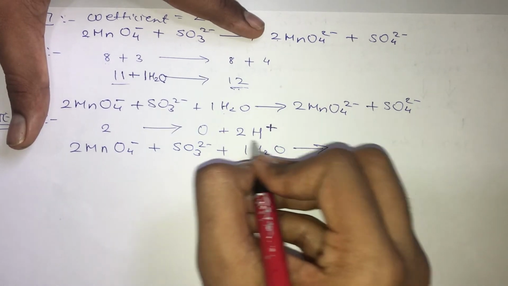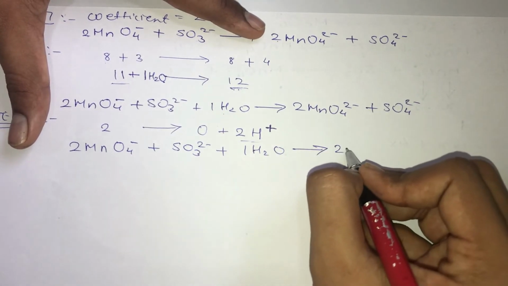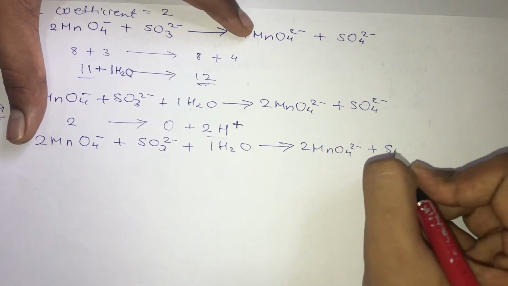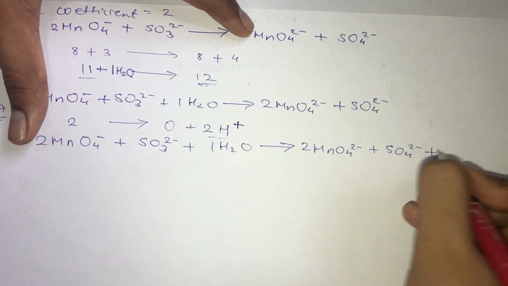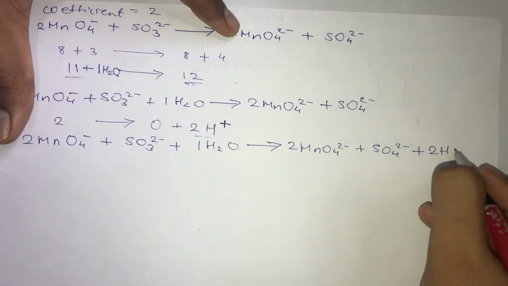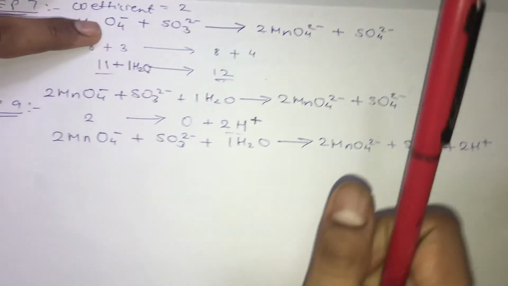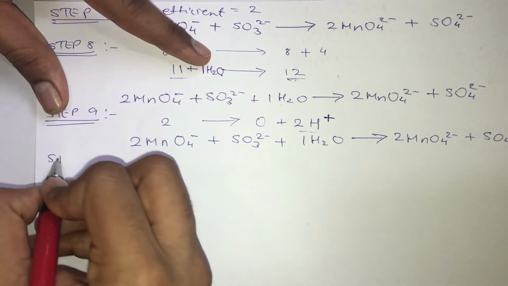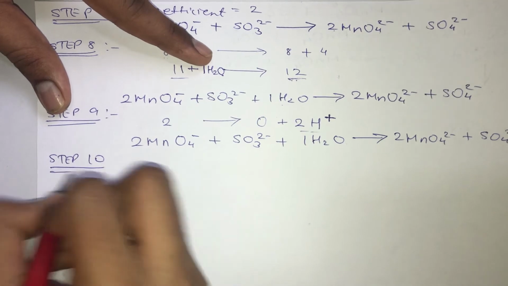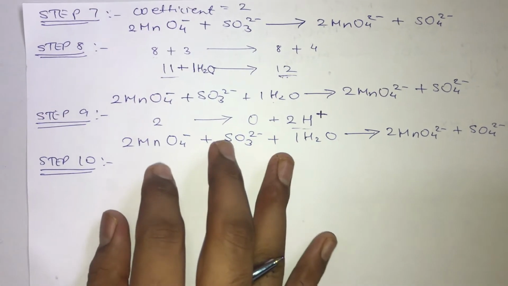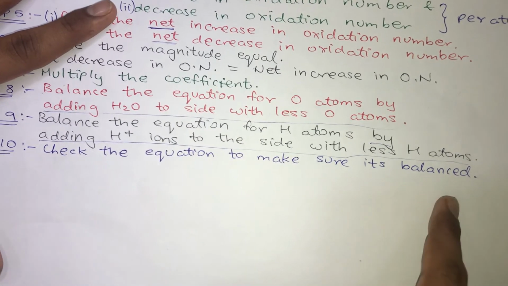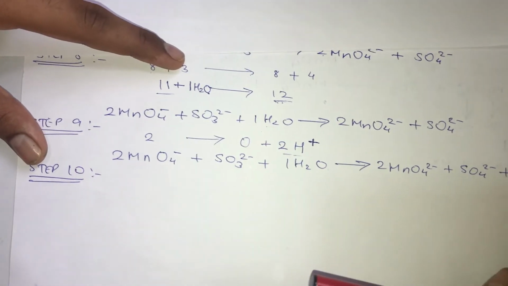Okay, so on the left hand side we have to add this 2H plus, don't forget that, plus SO4 2 minus plus 2H plus. Now our step 9 is over, and here we reach our final step, that is step number 10. Check the equation to make sure it's balanced, which means that congratulations guys, our equation is already balanced.